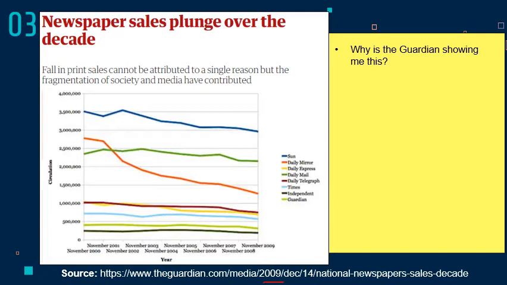The Guardian itself is quite a socially conscious paper. So here they're talking about the fragmentation of society and media. So rather than trying to get us to buy more papers, they might be trying to get us to be concerned about how society is becoming more divided and how media is becoming more divided. What is it trying to tell me? Well, it tells me that newspaper sales have plunged, and this is the reason: the fragmentation of society and media. There's no single reason.